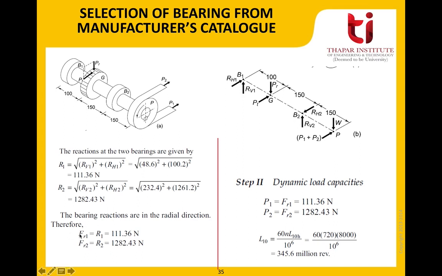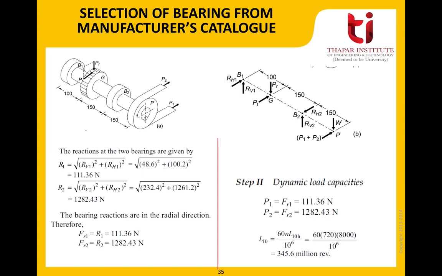So right now, considering bearing 1, we know the radial force is this much. There is no axial force acting on the bearing, and the shaft diameter is 10 mm. Likewise, for bearing 2, the radial force acting here is 1282.43 Newton. There is no axial force acting on the bearing, and the shaft diameter is 20 mm. Now step 2 is to select the type of the bearing. We have already been provided that it is a single row deep groove ball bearing.